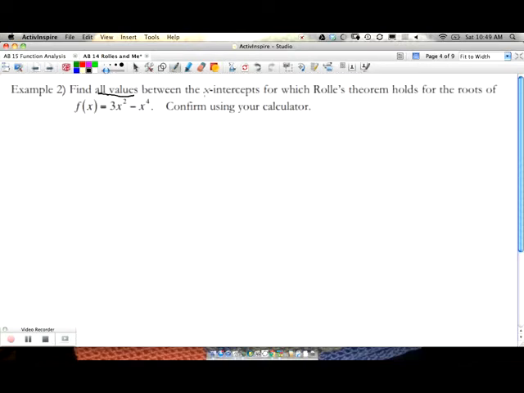Find all values, not just any, all values between the x-intercepts for which Rolle's theorem holds for the roots of this. So we got 3x squared minus x to the fourth. Where are the x-intercepts? Well, it'd be helpful if we factored that. Let's do that. Let's start there. So we can pull out an x squared. And so there's that factor, x squared, but then we'd have 3 minus x squared left over.